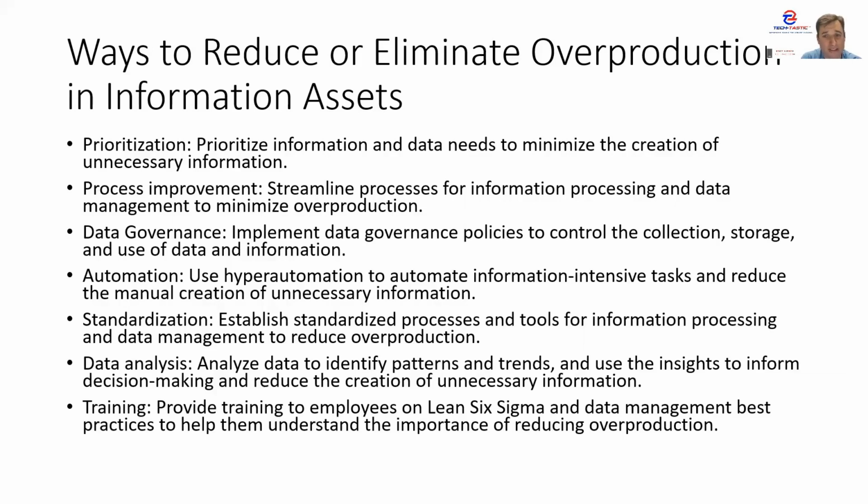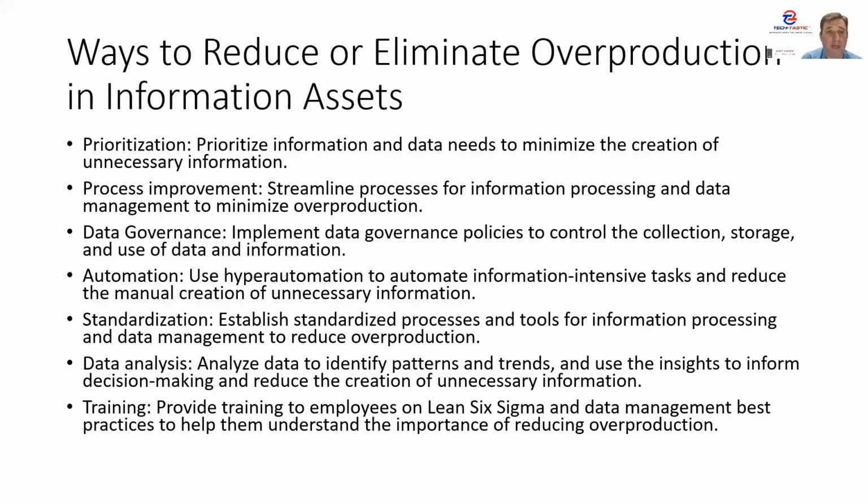We also work on process improvement. We do a value map or a production map, some people call it a process map, to really look at how this is flowing through and to manage it, and to see when we're creating files and when we're creating emails. If we're creating too many emails, that is another form of overproduction of information assets. We have data governance policies to control the collection, storage, and use of the data information.